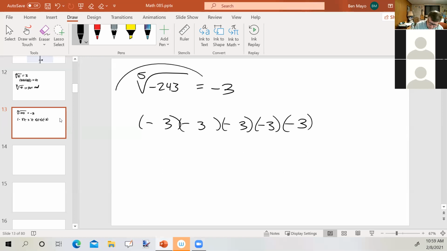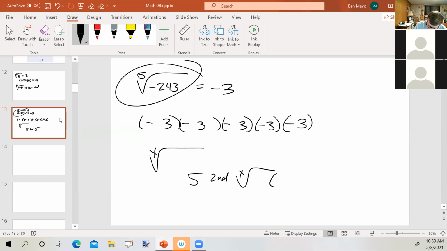What's another way you could do this problem? Well, back to your calculator using the xth root button, you'd put in a 5, second function key, xth root, parentheses, negative, not the subtraction sign, but the negative sign, 243, close it up, equals, and you should get negative 3. Again, if you've got a calculator that has that on it. All right with that?